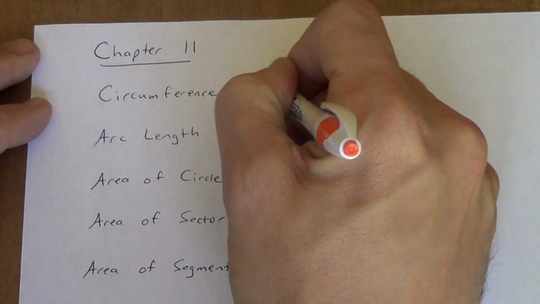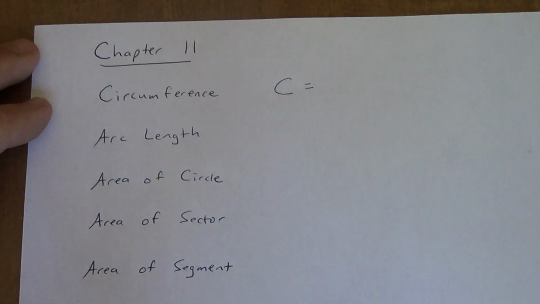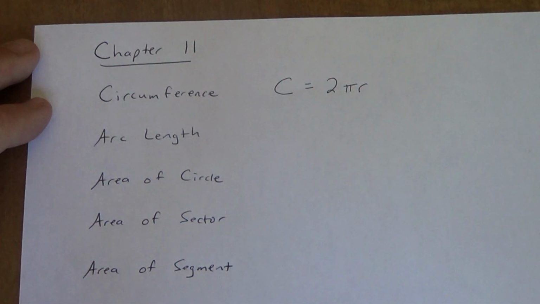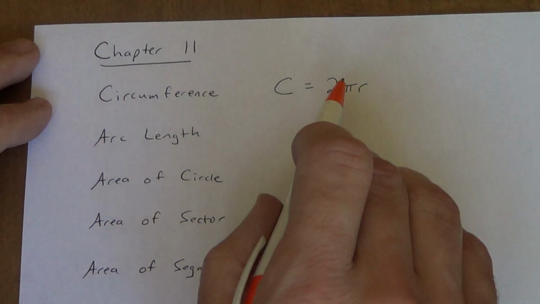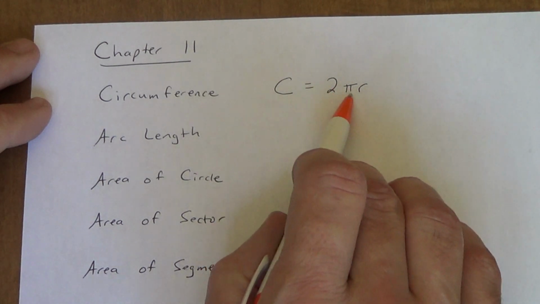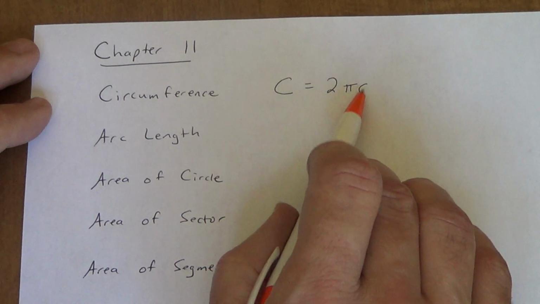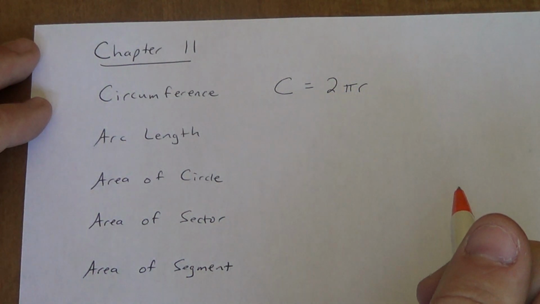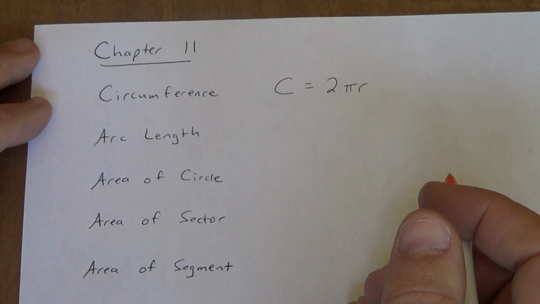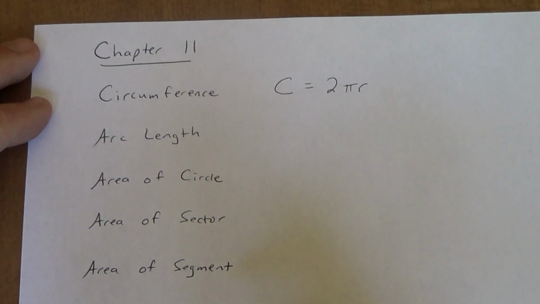You guys probably already know this formula. You may have forgotten it, but circumference equals 2 pi r, where r stands for the radius. Now, sometimes people will do pi times diameter, because if you think about it, 2 times the radius is the diameter. So if I take the 2 and the r together and make that into a d, we could do pi times d. But the rest of our formulas, we're going to be using r anyways, so I'm just going to stick with 2 pi r.